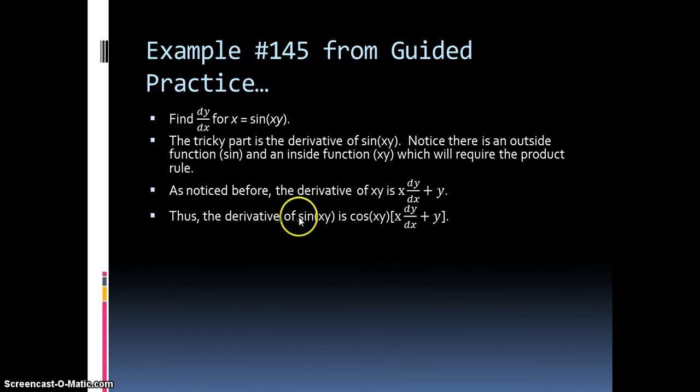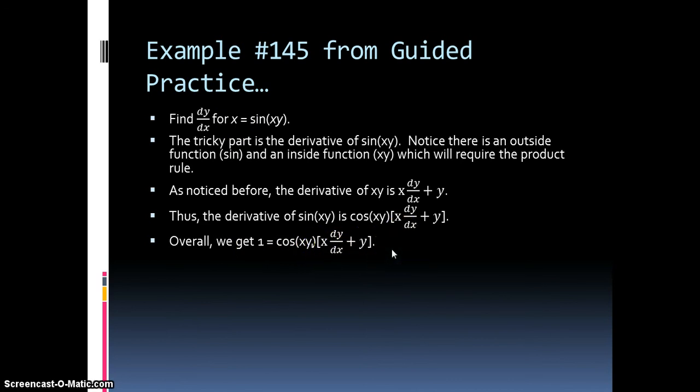Thus, the derivative of sine of xy would be the derivative of the outside function first, which is cosine of xy, that's a chain rule issue, times the derivative of the inside function, x dy dx plus y. Overall, when we take the derivative of the left side as well, we get 1 is equal to cosine of xy times x dy dx plus y.